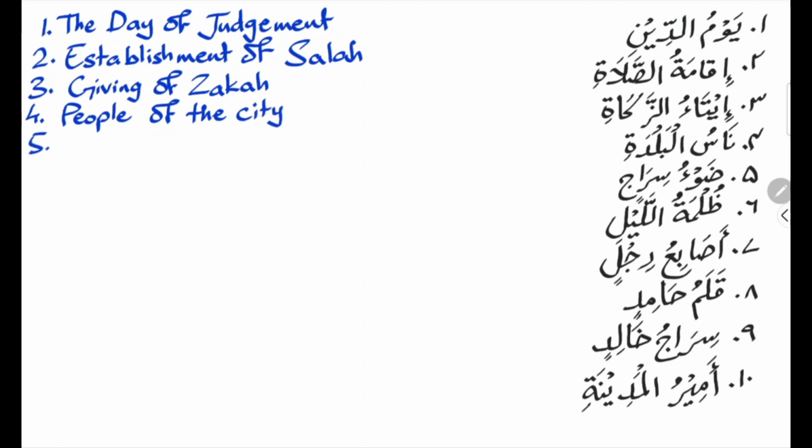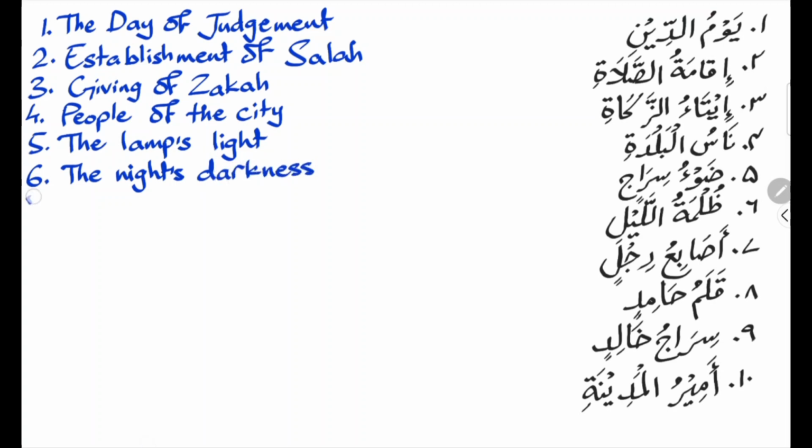Number 5, Daw'u Sirajin. Daw means light. Sirajin is lamp. Daw is the mudaf. Sirajin is the mudaf ilayh. That's why Sirajin is getting 2 kasras on the jim, under the jim. Daw is light. Siraj is lamp. The lamp's light. Number 6, Zulmatul Layl. The night's, that's the mudaf ilayh. Mudaf is zulma, darkness.